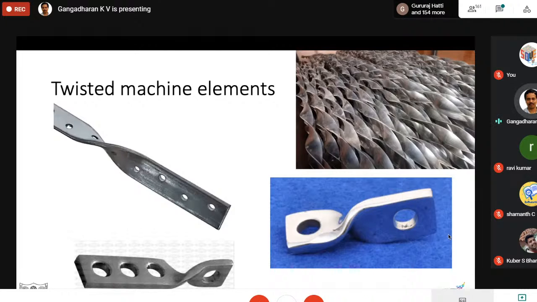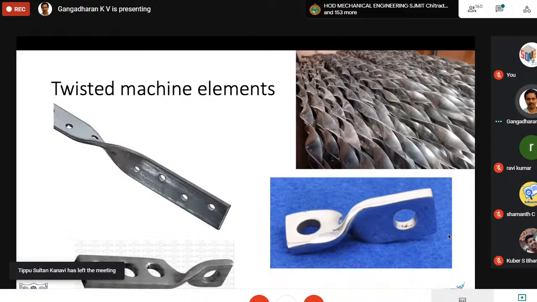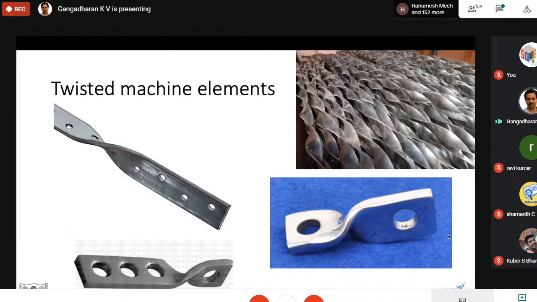In mechanical engineering, we quite often use twisted machine elements. Whenever there are items to be used, we won't use a plain rectangular piece. We twist it in such a way that we are able to move the area from the neutral axis, such that if it is perpendicular to the force applied, if I am able to move the area away from the neutral axis, I will get much higher I, that is area moment of inertia. And that can improve my bending strength.